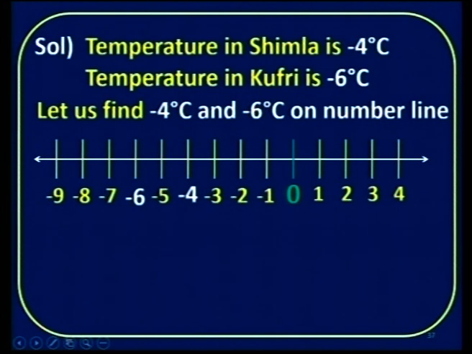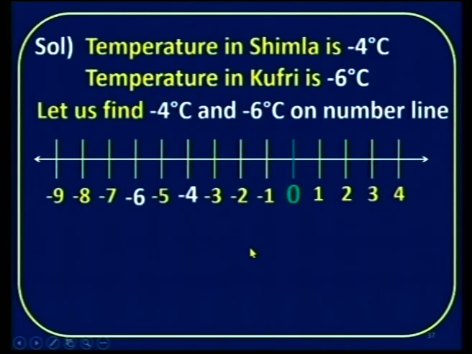Okay children, now which one is to the left side of 0? Yes, both the numbers are to the left side of 0. Okay, minus 6 is to the left side of minus 4. So I can say that minus 6 degrees centigrade is less than minus 4 degrees centigrade.